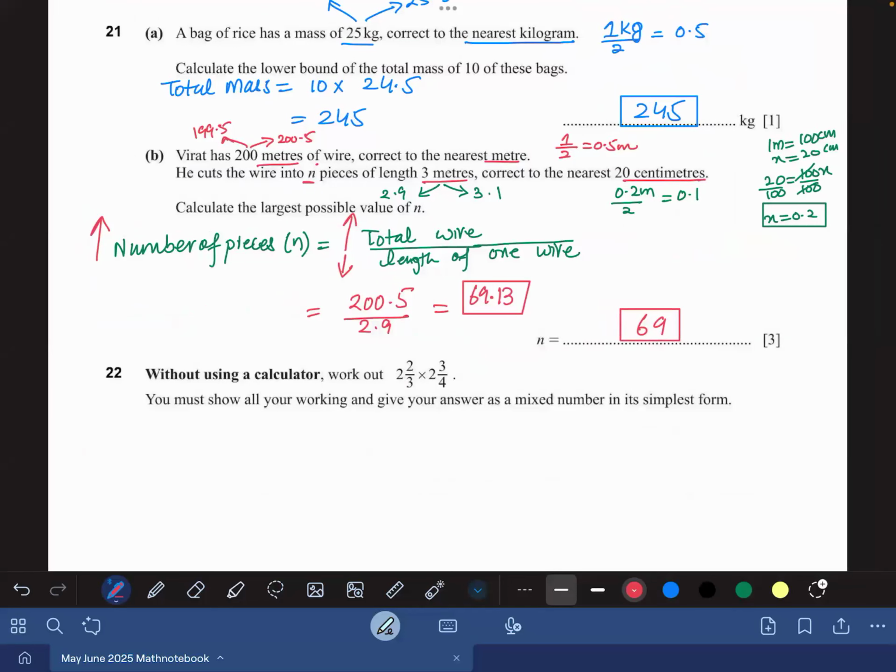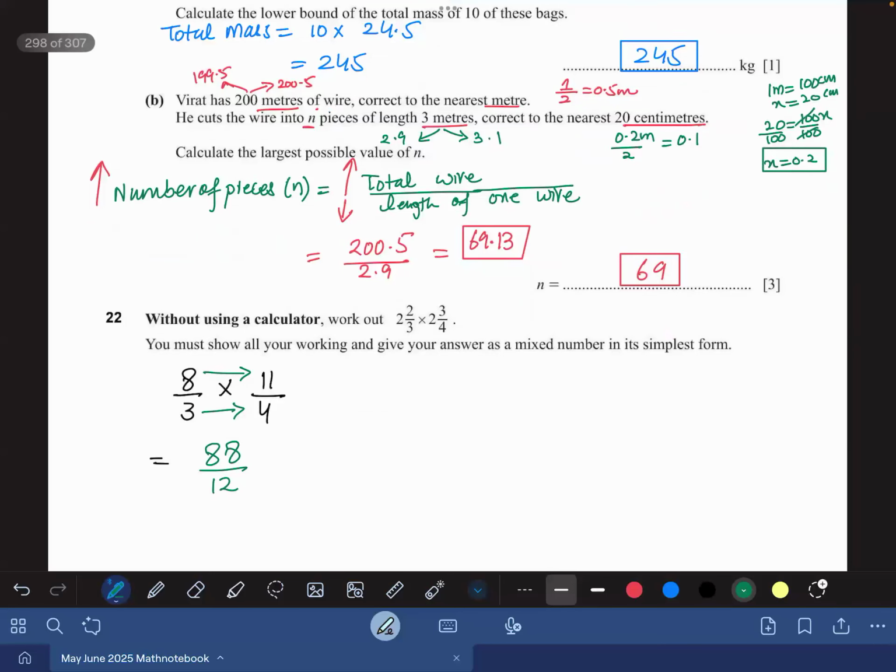Okay. Question number 22. Question 22 says without using a calculator, work out. So convert the mixed fraction first. So this would be 3 and that would be 4. 3 twos are 6, 6 plus 2 is 8. 4 twos are 8, 8 plus 3 is 11. Straight fire, crossfire. So it would be 88 divided by 12.